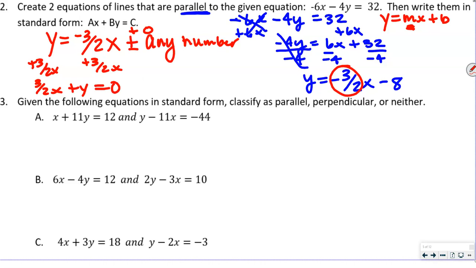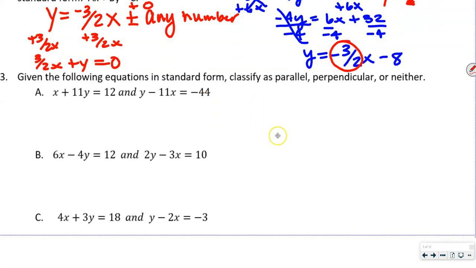All right, for number 3, it says given the following equations in standard form, classify them as parallel, perpendicular, or neither. So once again, what do we want to do here? We want to get these equations in y equals mx plus b format, and we want to compare the m's. So we're going to do this with both equations.